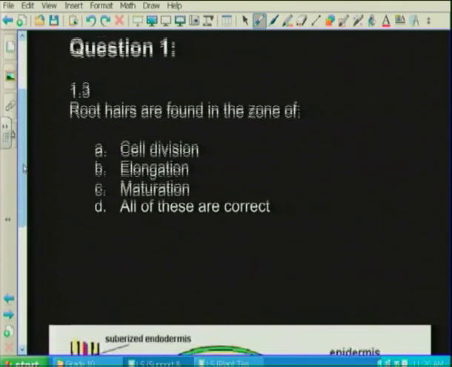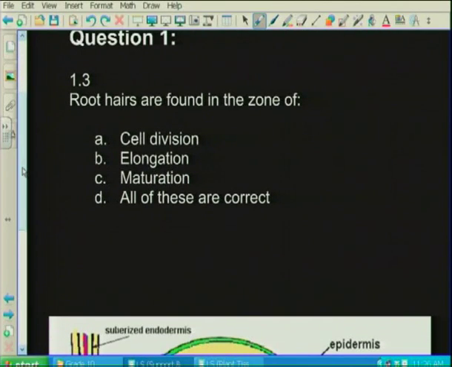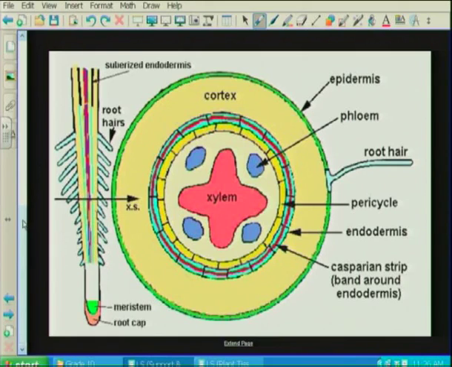Now question 1.3, root hairs. In which zone will you most likely find the root hairs? So let's look at the structure of your root again. You have your root cap, and behind your root cap you have your meristematic region, then the region of elongation, then your root hairs are found behind there, the root hair region, and then you have the more mature region where cells grow bigger. So this is the area where you would find your root hairs.